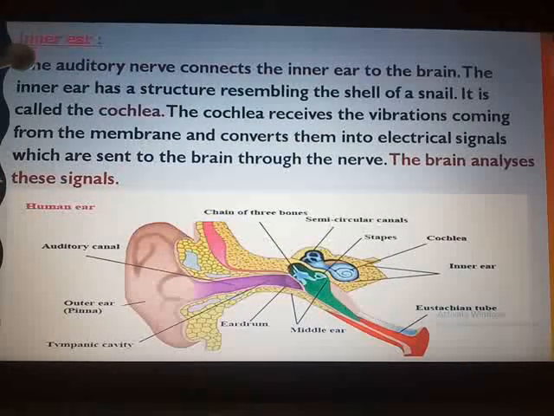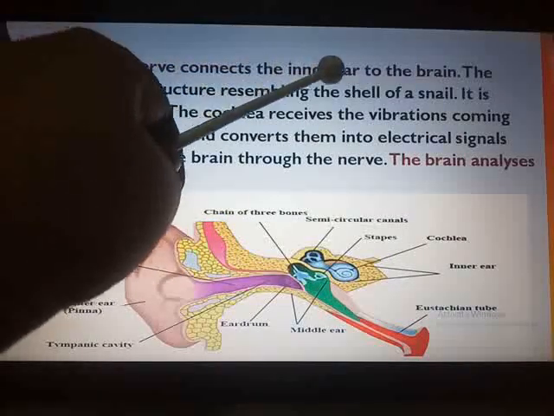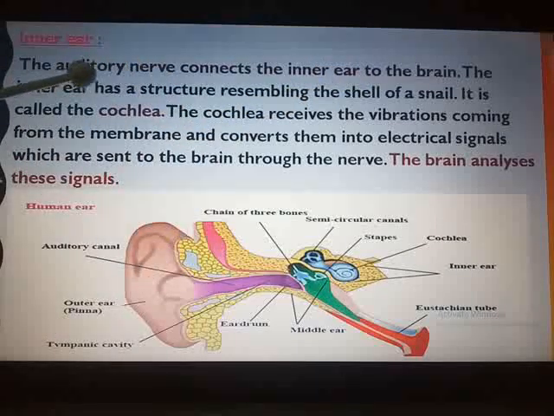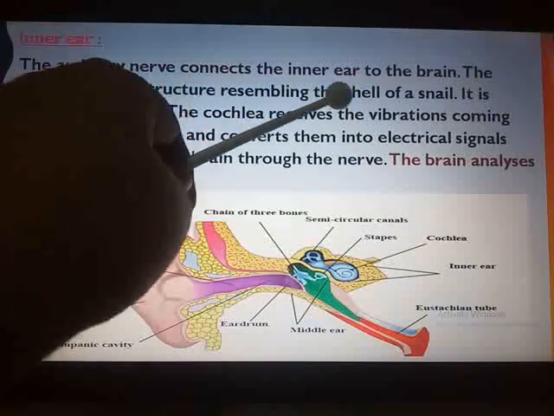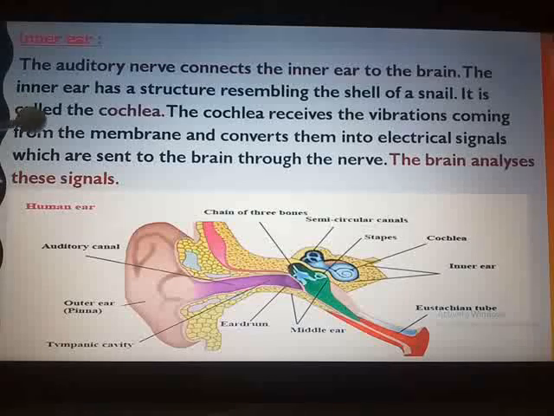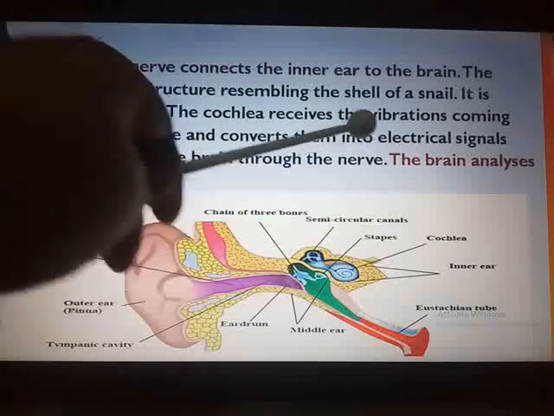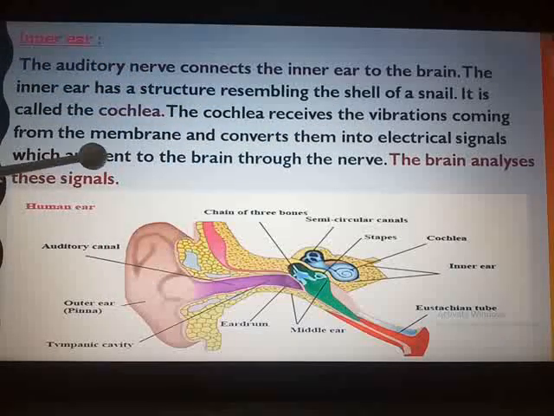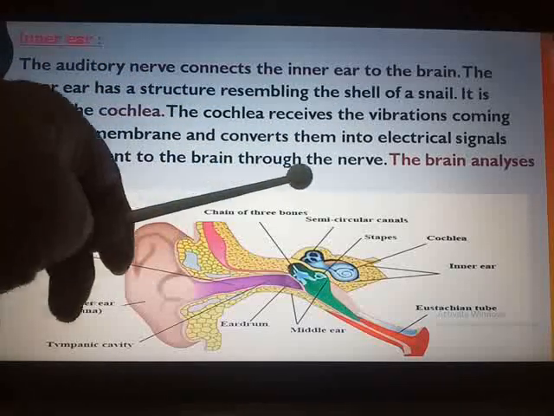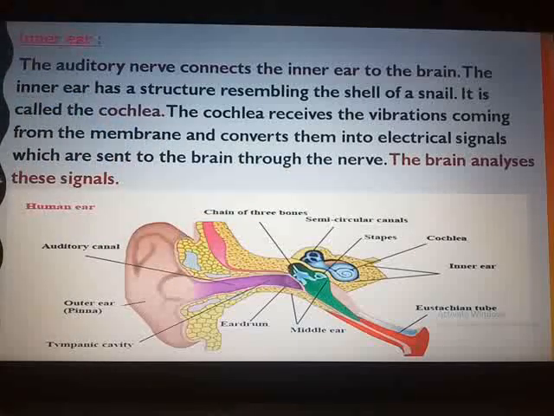Inner ear. The auditory nerve connects the inner ear to the brain. The inner ear has a structure resembling the shell of a snail. It is called the cochlea. The cochlea receives the vibrations coming from the membrane and converts them into electrical signals which are sent to the brain through the nerve. The brain analyzes these signals. Here our explanation is over.